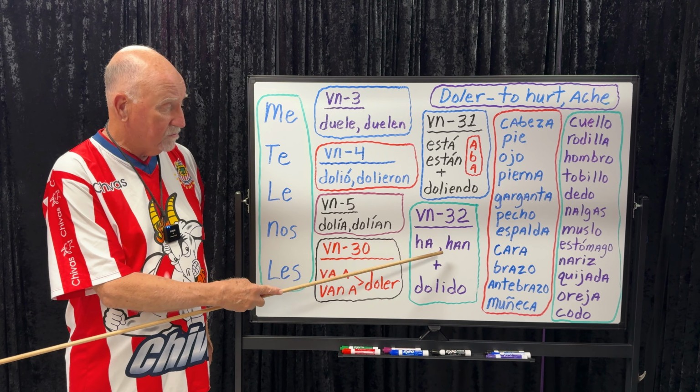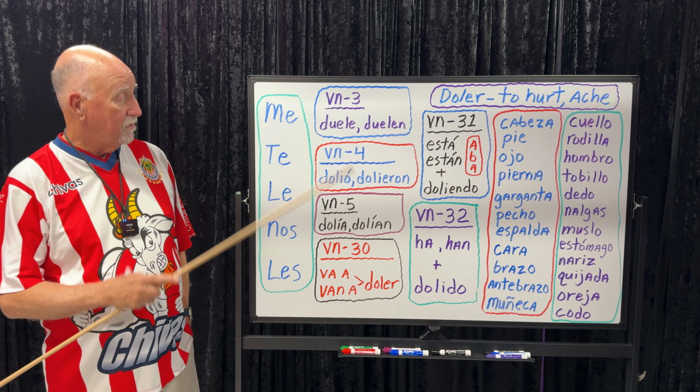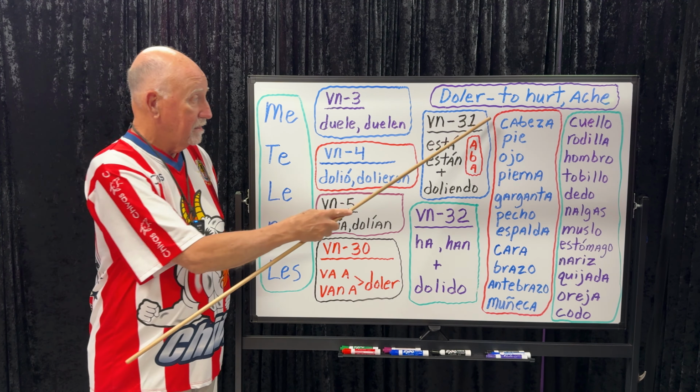And so those are our clusters in terms of how to use them in the different verb tenses. And of course, here are the different body parts. So let's take a little quick practice. We'll do 1 or 2 of each cluster. His feet are hurting him would be le duelen los pies. Okay, my head hurts. Me duele la cabeza.